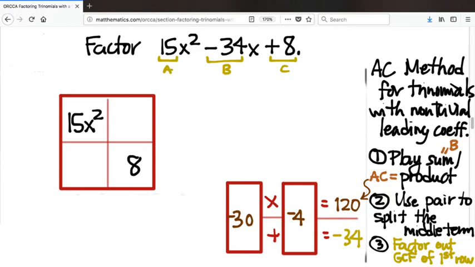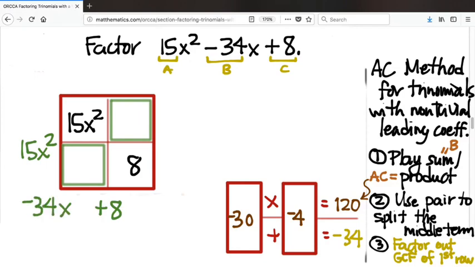So now with that negative 30 and that negative 4, let's go back to our grid. We know that when we add together the like terms in my grid, the 15x squared and the plus 8 are not going to combine together with anything, but the other two terms will. These two terms will add together with one another to give me that middle term that I'm looking for, and the middle term that I'm looking for is negative 34x. And the game that we just played showed us that what we want to do is split it into a negative 30x in one square and a negative 4x in the other square.